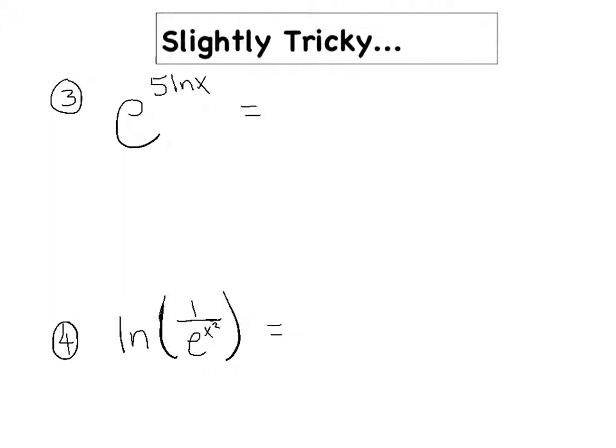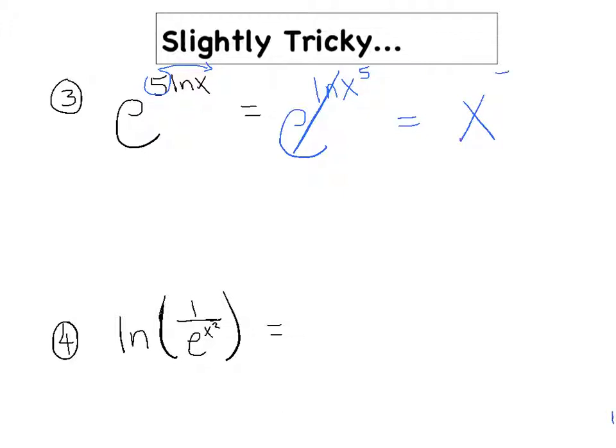So what I'm going to do is I'm going to rewrite it using my log properties, and one of my log properties says that this coefficient can move to the exponent. So I'm going to rewrite it as e raised to the natural log of x to the 5th power. Now they're directly in contact. We could use our Zap rule now and say that that expression is equivalent to x to the 5th power.